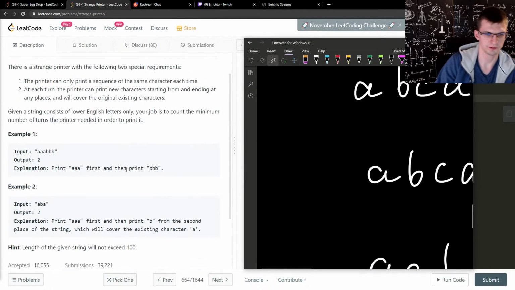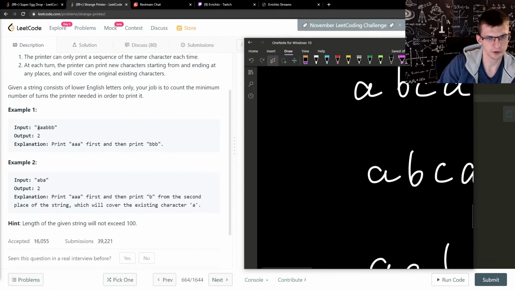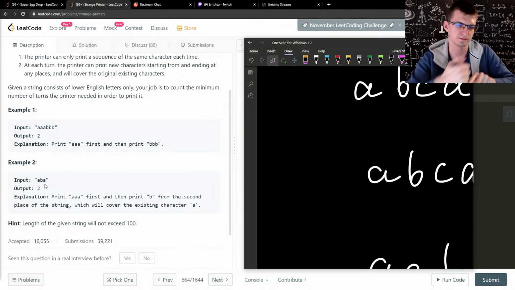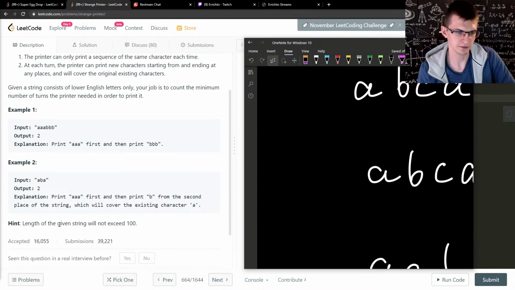That's the statement for you. For string A, B, B, B, the answer is 2. We just print one and then the other, or we print a lot of A's and then on the top of the last 3 A's we print B's. But for A, B, A, we print A's, and on the top of that we print B. Length of this is not a hint, I would say.